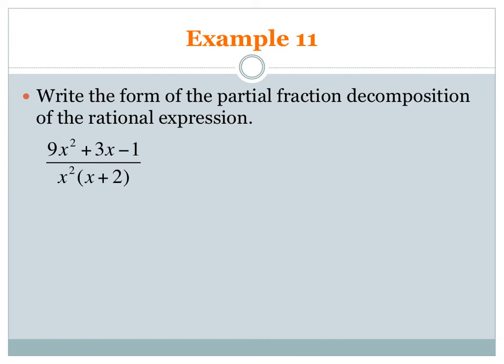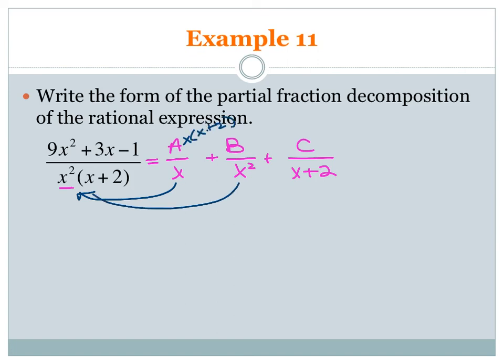All right, we're going to work through one more example. Same set of instructions. Write the form of the partial fraction decomposition of the rational expression. If you look, this is an x squared, which tells you you're going to have a repeated factor: 1 over x, 1 over x squared, 1 over x plus 2. And this is a, this is b, this is c. So from here to here, you're missing another x and the x plus 2. From here to here, you're missing the x plus 2. And from here to there, you're missing x squared.